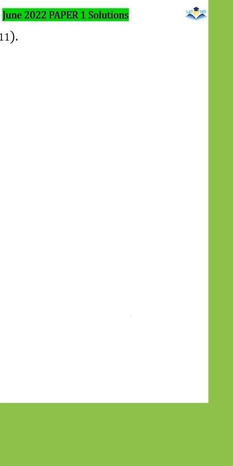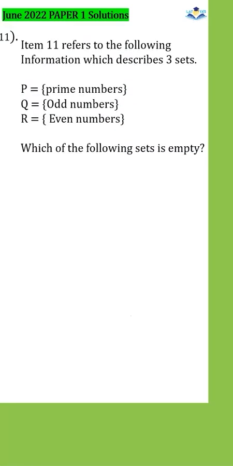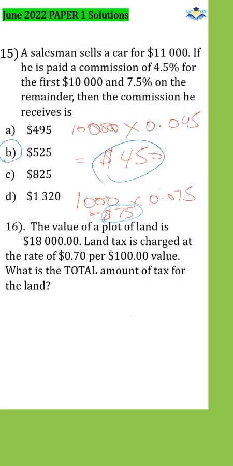Question 16. Also, one of the questions I did here, there was an error on the paper, so I look forward to your feedback on that. Question 16 reads, the value of a plot of land is $18,000. Land tax is charged at the rate of 70 cents per $100 value. What is the total amount of tax for the land?